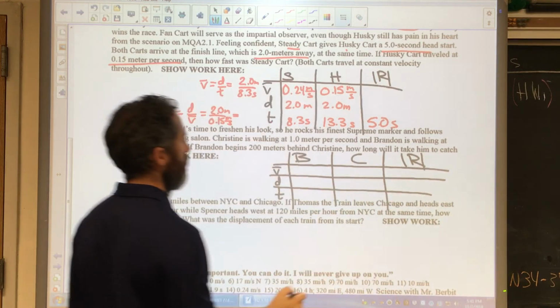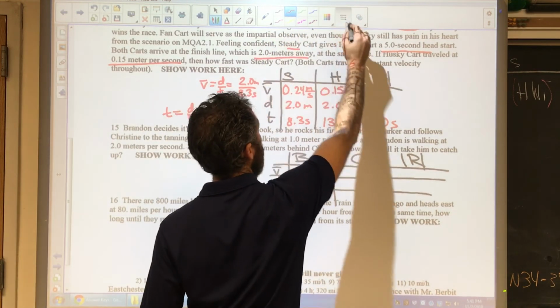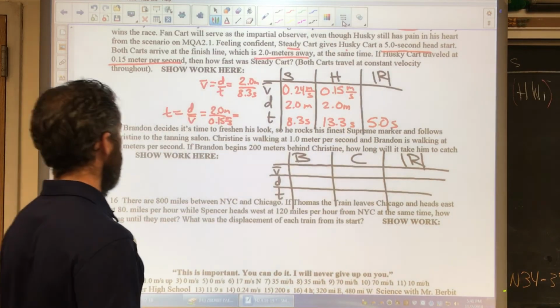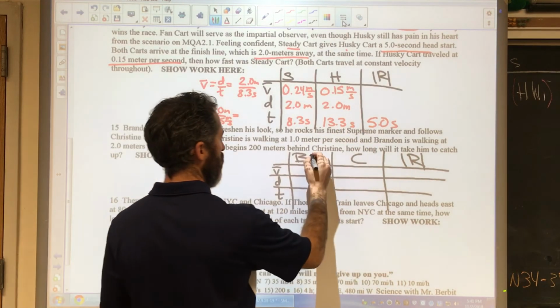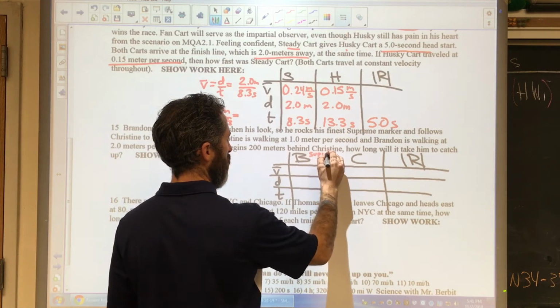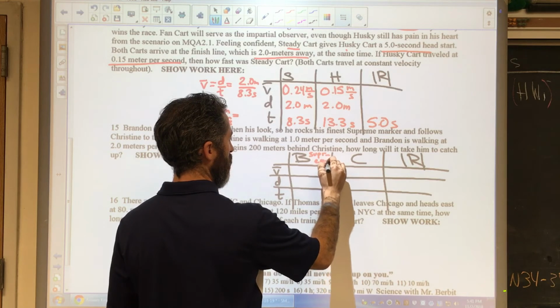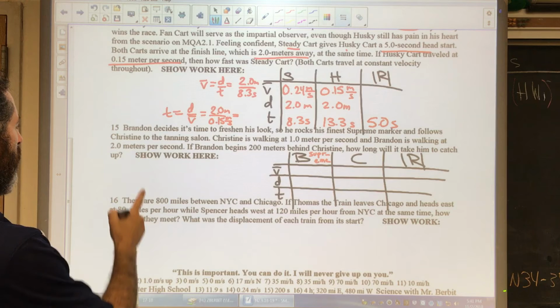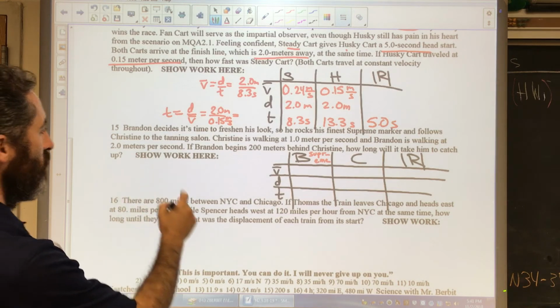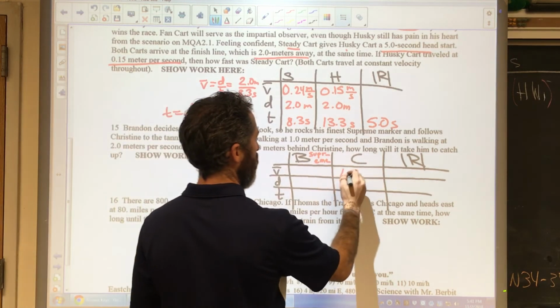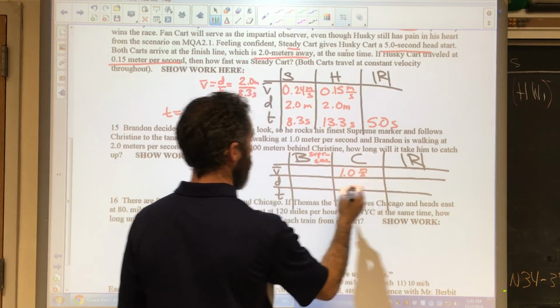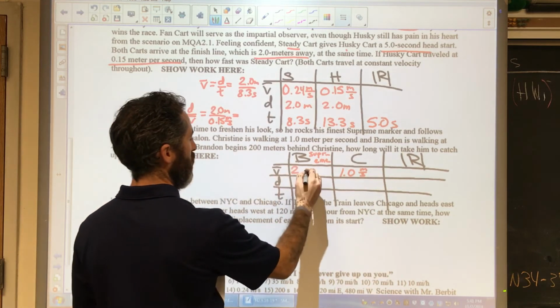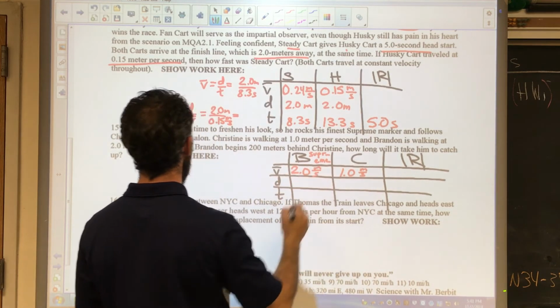Let's see what's going on here. So, let's see here. Christine is walking at 1 meter per second. All right, thank you, Christine. Brandon is walking at 2 meters per second. All right, thank you, Brandon.